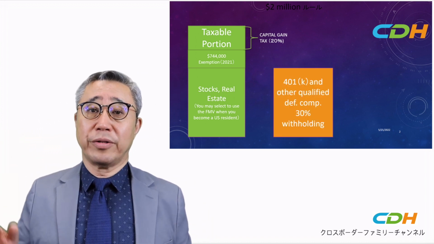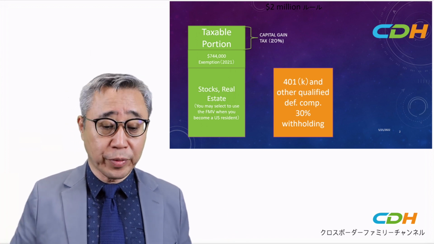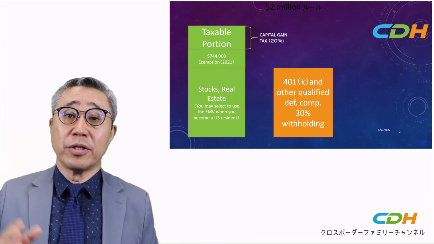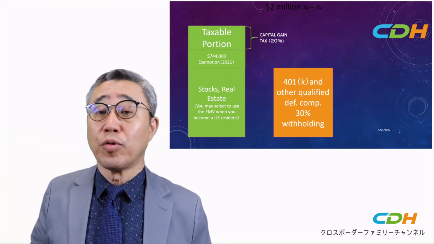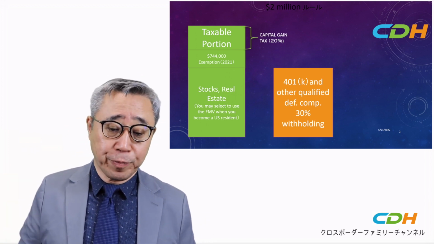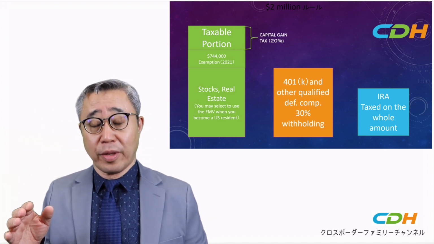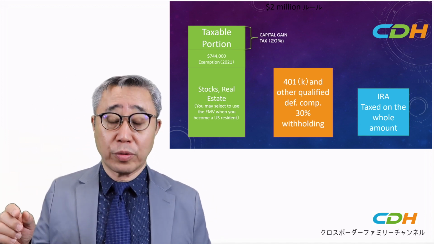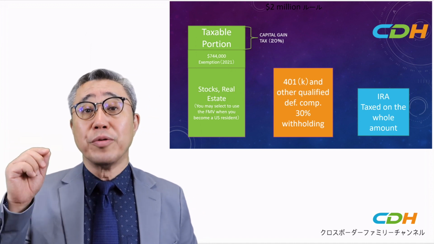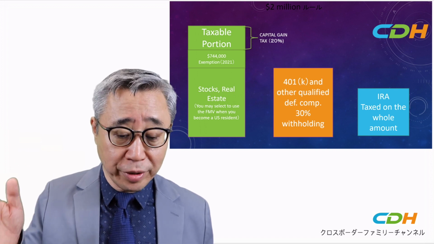Next category, qualified deferred compensation. Qualified, not taxed. So 401k and other qualified deferred compensation. If you file a form called W8C, you must actually file this on a very timely basis when you give up your green card.